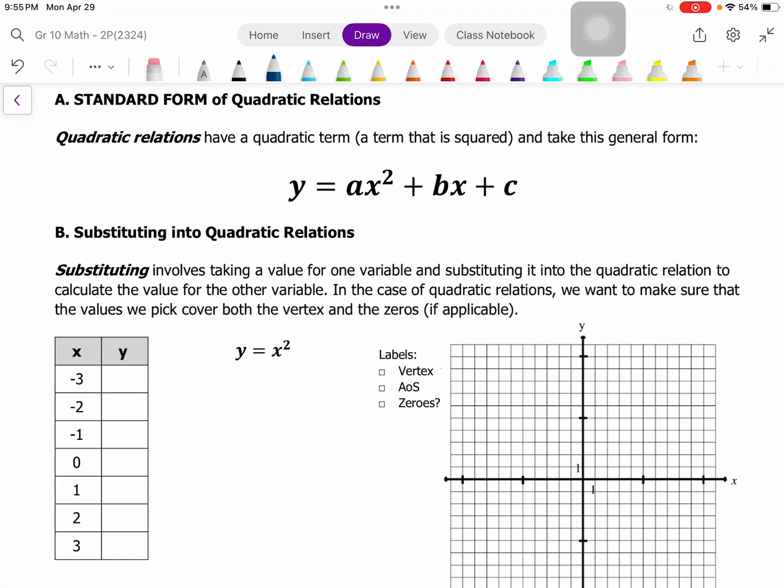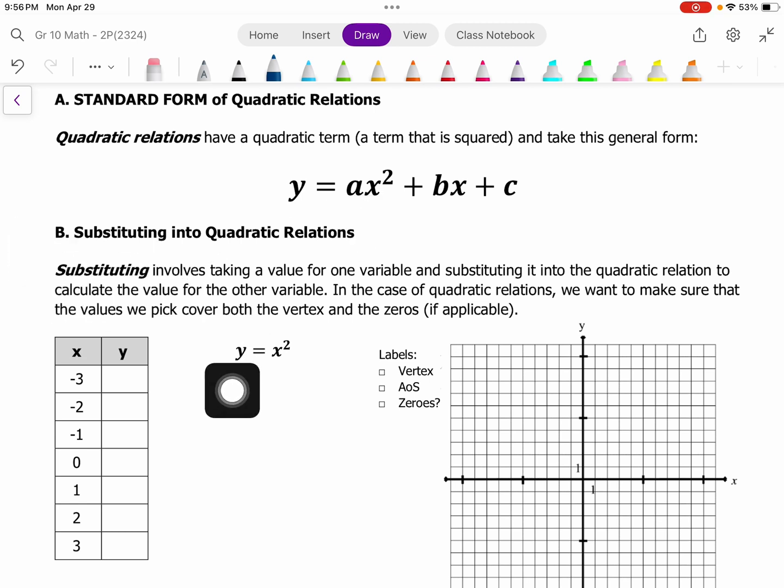In this lesson, we're going to learn how to graph quadratic relations from an equation that we then use to create a table of values. So standard form of a quadratic relation is y equals ax squared plus bx plus c. This is a format we looked a lot at in our last unit. Quadratic relations have a quadratic term, which is a term that is squared. And so the ax squared term is the one that is squared.